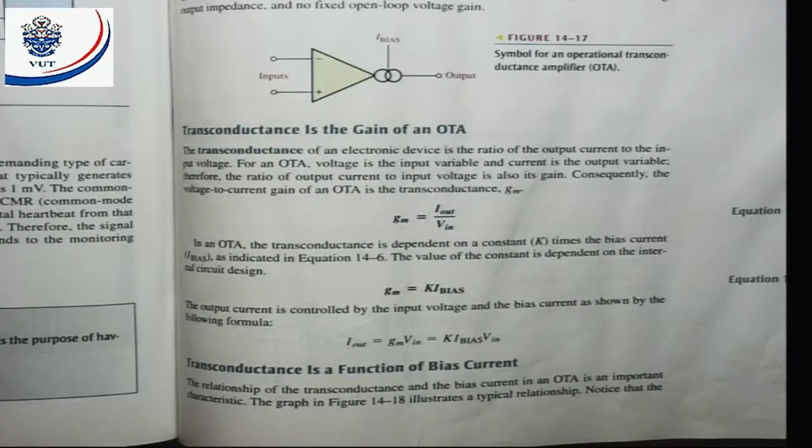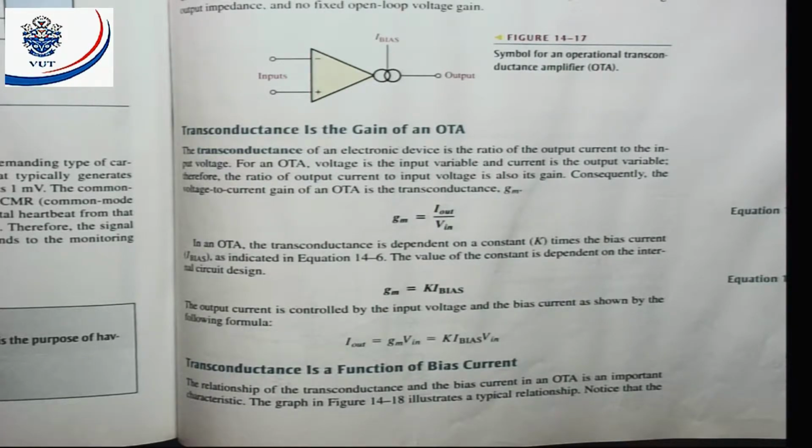All right, here's the symbol of an OTA. It looks like an op amp with the two circles in front. There they show us a bias. By varying the bias current, I can also vary the gain of the amplifier. But that is the symbol of the OTA.